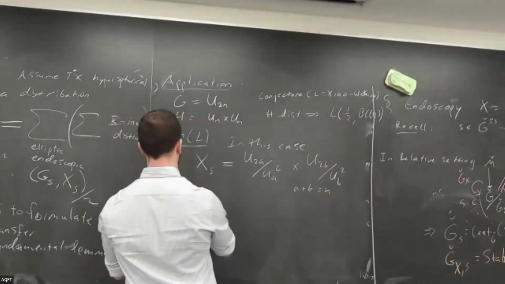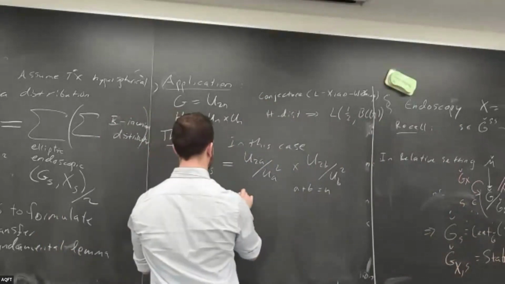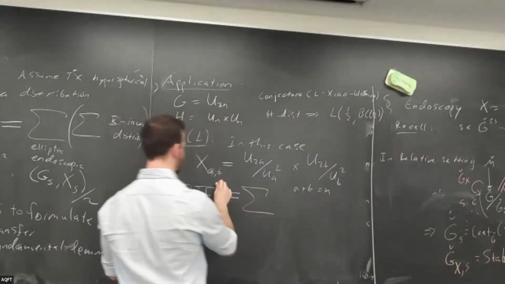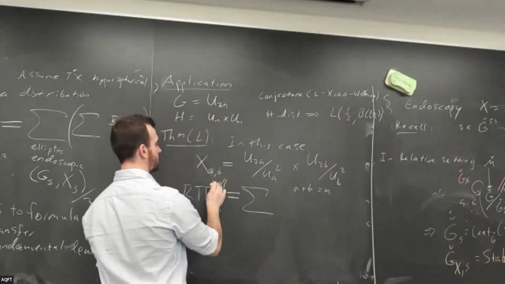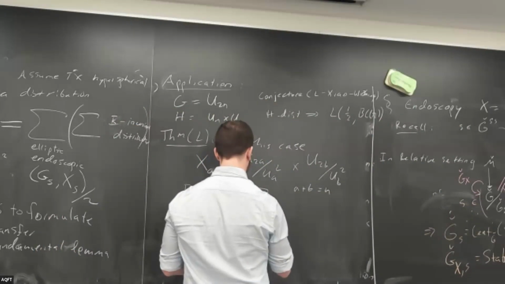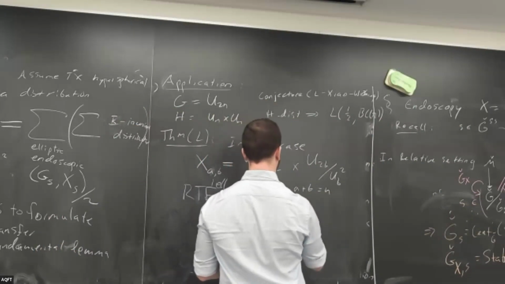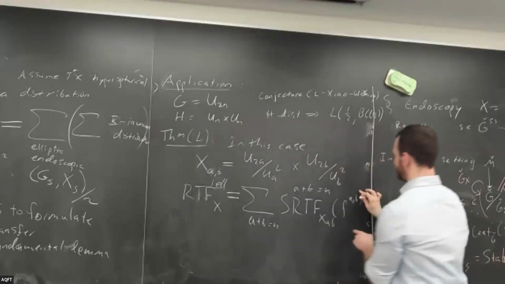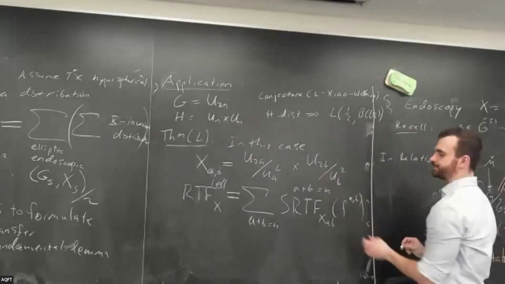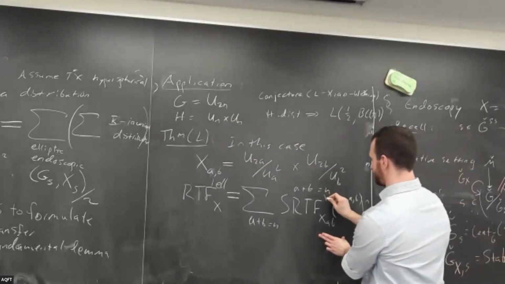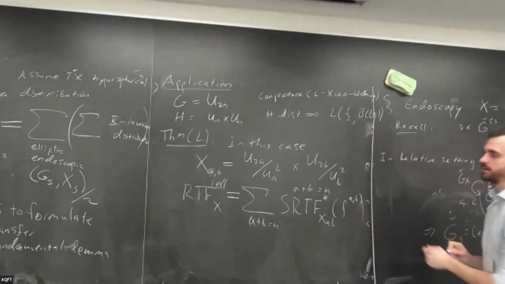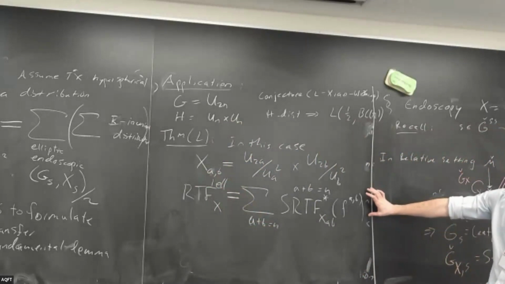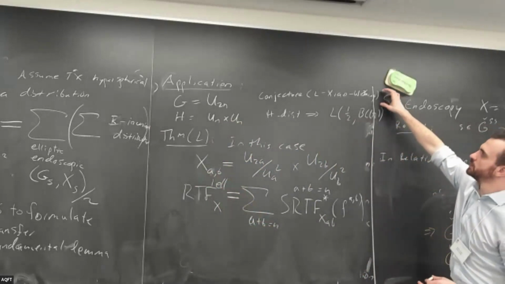So the relevant trace formula for X, call this (A, B), has an expression, and again I need to put the word elliptic: the sum over A plus B of a stable relative trace formula for X_AB, with some transferred function on these smaller groups. Maybe I need to put a star here to indicate that I don't have all the terms due to convergence issues, but this is already enough for some applications.